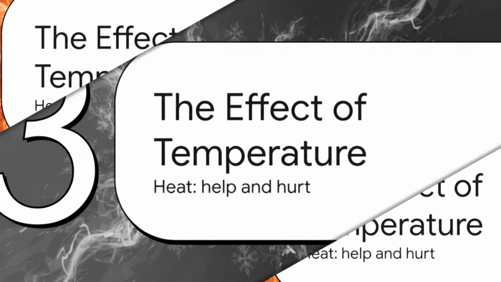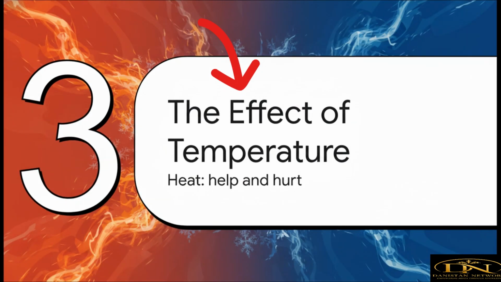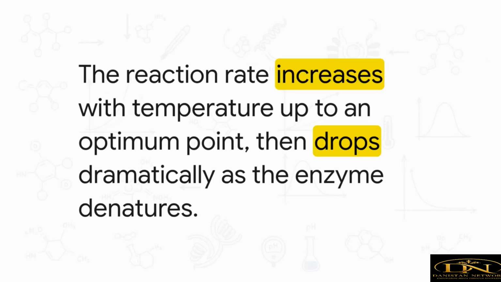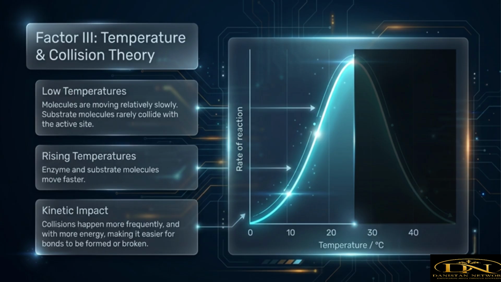Okay, let's switch gears from concentrations to something we can all feel, temperature. You know, heat can be an enzyme's best friend, or it can be its absolute worst enemy. This graph shows a really critical relationship. You can see the reaction rate climbs as it gets warmer, but only up to a point.